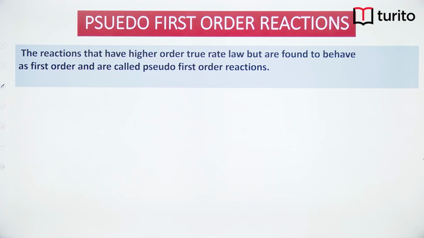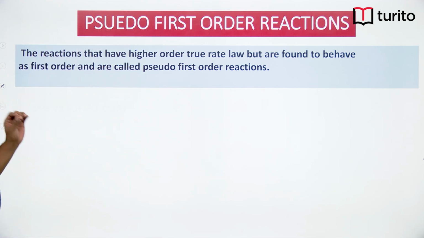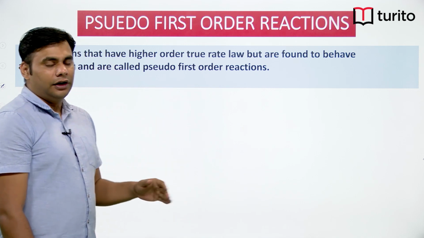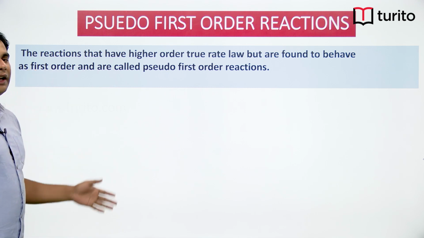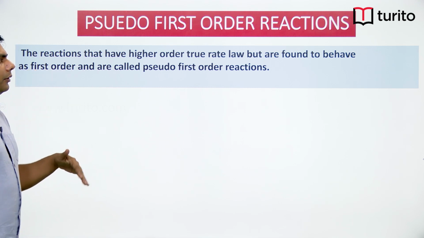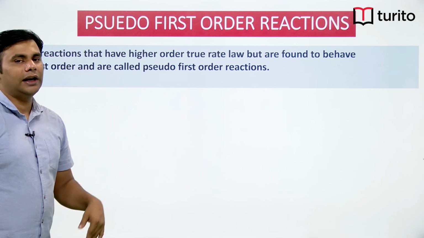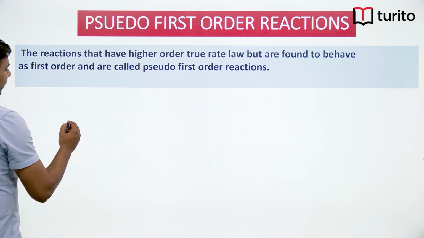Okay. Now let us understand what pseudo first order reactions are. Pseudo means false, so they are basically false first order reactions. What do we mean by a false first order reaction? There are reactions that have higher order, but they are found to behave as first order, and they are called pseudo first order reactions.